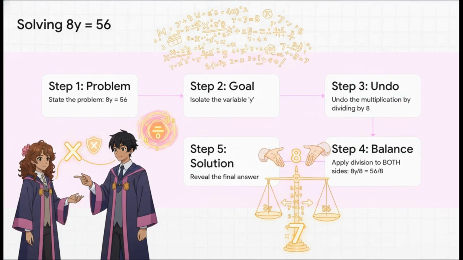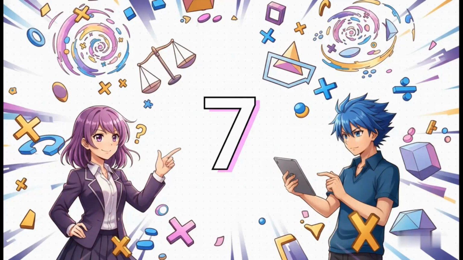Let's try it with a new one. 8y equals 56. Okay, step 1. What's our goal? Get y by itself. Since y is being multiplied by 8, we do the opposite. We divide by 8. And what's the most important part? You know it. We do it to both sides. So, what's that going to leave us with? And there it is, 7. We've just found our missing piece.